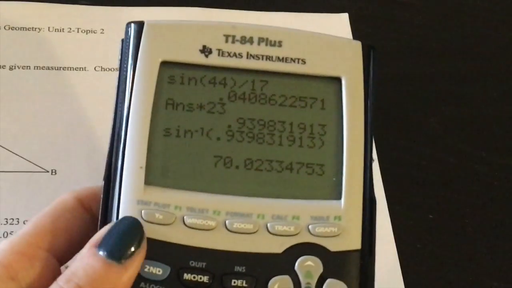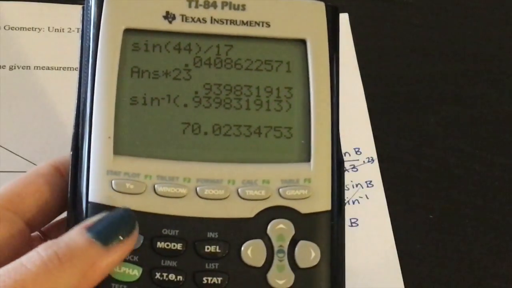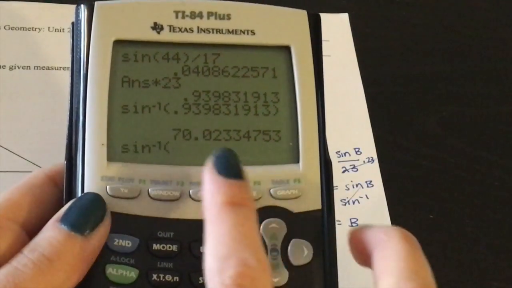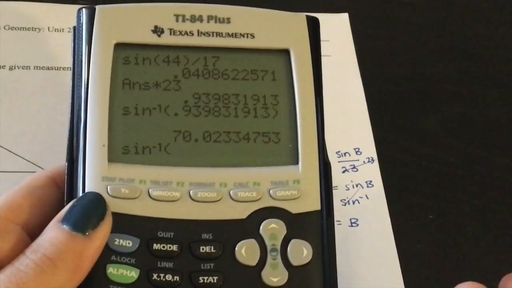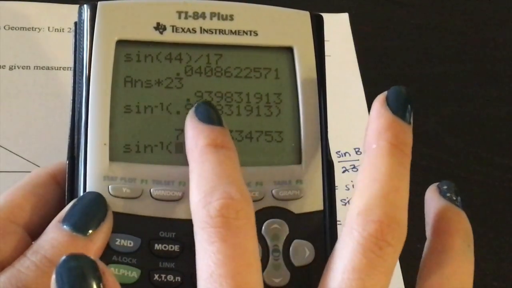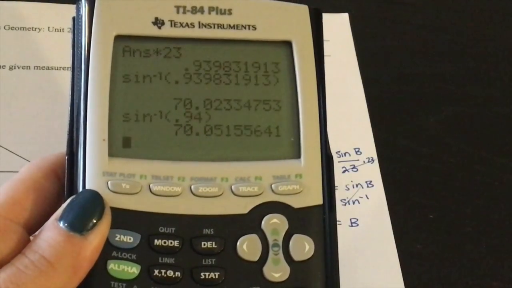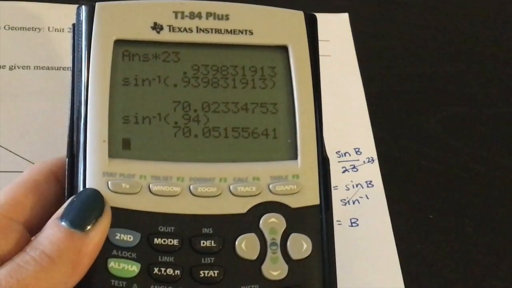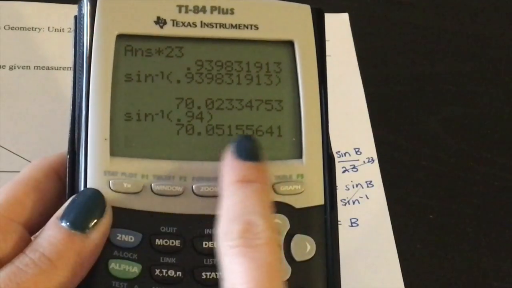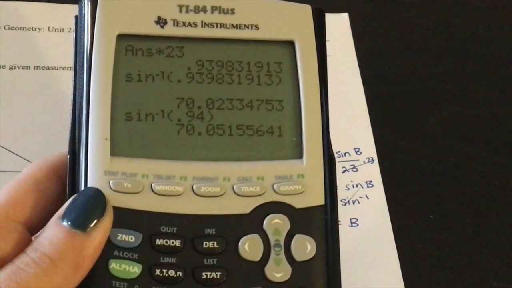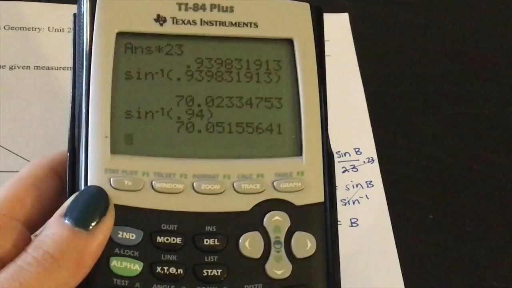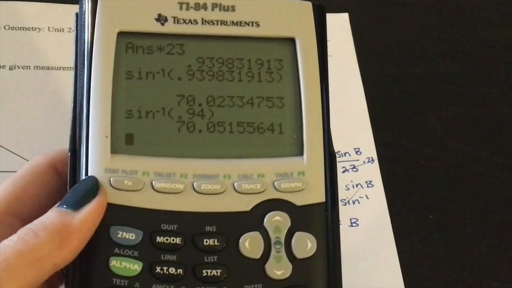To show you what I mean by you want to be as exact as possible, if I do the inverse sine of, say, 0.94, let's say I rounded that to 2 digits, so 0.94. The inverse sine of 0.94 is gonna give me 70.05. So it still rounds to 70, but you can see how the decimal starts to be significantly different. So I always try to be as specific as possible when I'm taking an inverse sine.